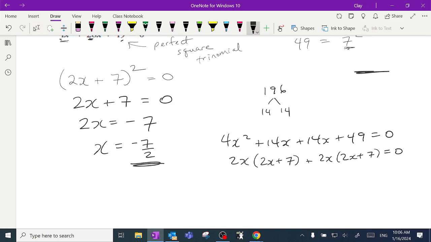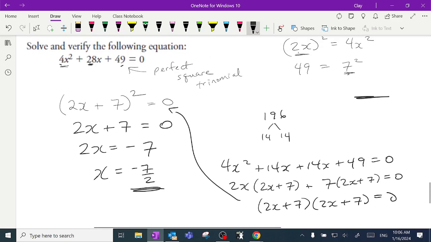Then you can factor out, hang on a sec. No, you can't factor that out. You can factor out 7. That's what I meant to say. 7 from the second two. And then you have 2x plus 7 times itself. And that gets you back to the same place here. Neat. So you could have done that one by decomposition if you'd wanted to. Okay.